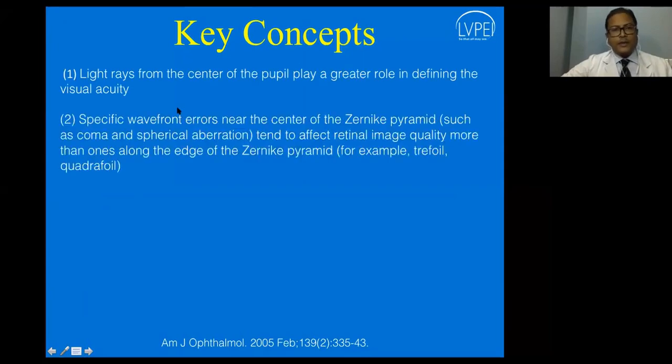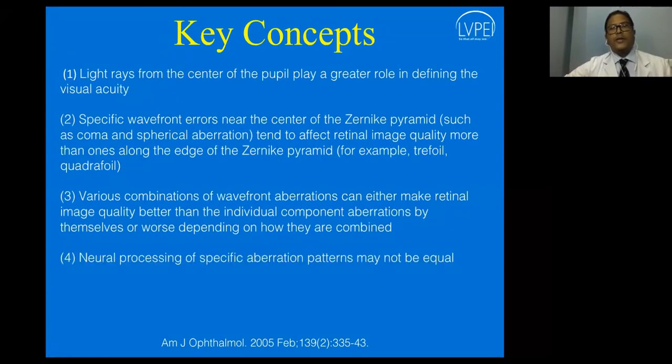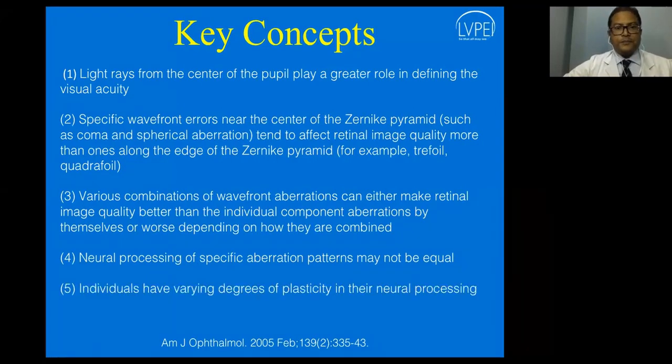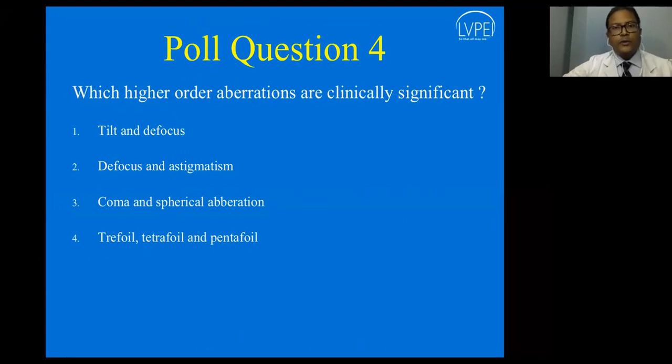So we have discussed these key concepts, which will be helpful in understanding the way aberrations affect visual function. So with this, we go to the fourth poll question. Which higher order aberrations are clinically significant?